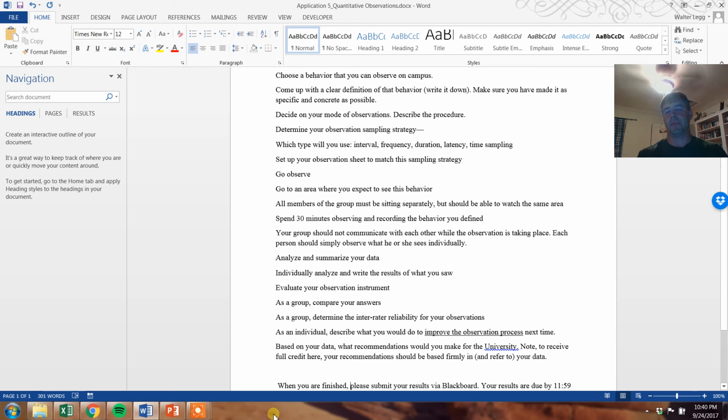Describe how you'd improve the process next time based on your data, and this is really where most of your points are going to come from. Based on your data, what recommendation would you make for the university? To receive full credit here, your recommendation should be based firmly in and refer to your data. Do not just spout off something that has nothing to do with what you observed. You may be right, but based on your data. I want to go back and back and back to this, and in everything we do, based on your data. Does it sound redundant yet? How does your observation inform the evaluation?